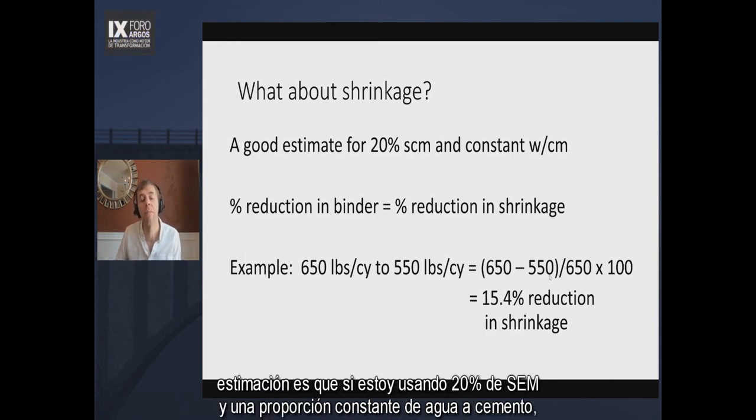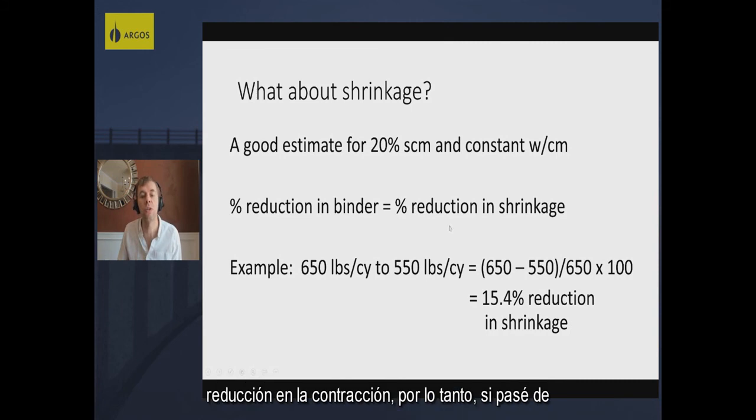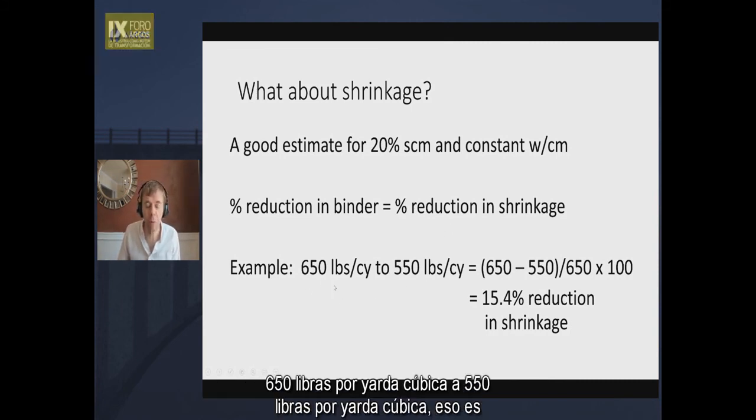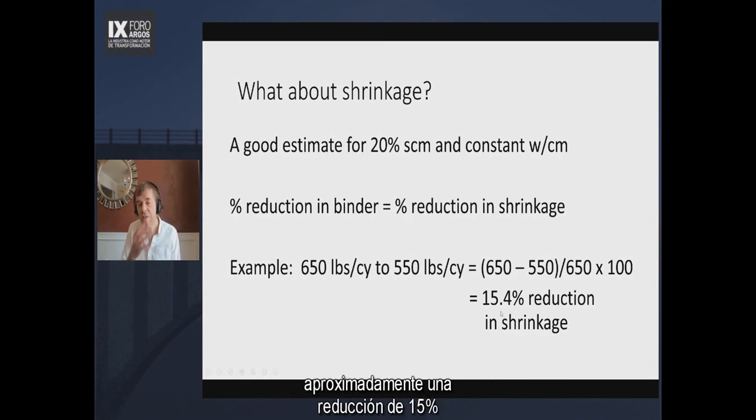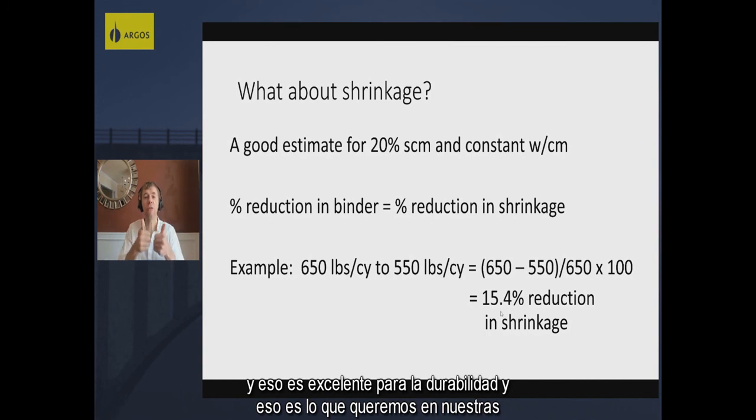A good estimate is if I'm using 20% SCM and a constant water to cement ratio, then the percentage change in binder is a good estimate of the percentage reduction in shrinkage. Therefore, if I went from 650 pounds per cubic yard to 550 pounds per cubic yard, that's about a 15% reduction in shrinkage. That means that's about a 15% reduction in cracking. And that is great for durability, and that's what we want in our concrete mixtures.